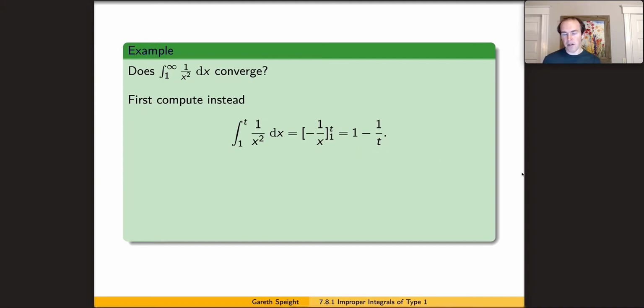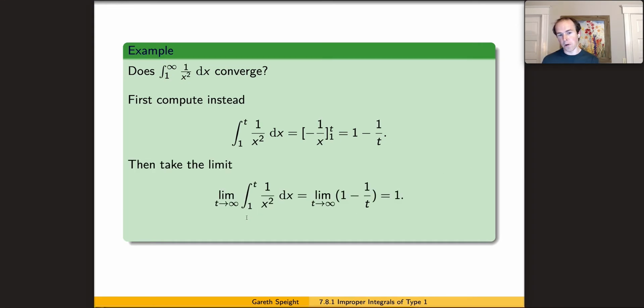And now to find the improper integral, we're supposed to take the limit of that as t goes to infinity. So we take the limit of the integral from 1 to t. The integral from 1 to t, we just worked out, it's 1 minus 1 over t. So we're taking the limit as t goes to infinity of 1 minus 1 over t.